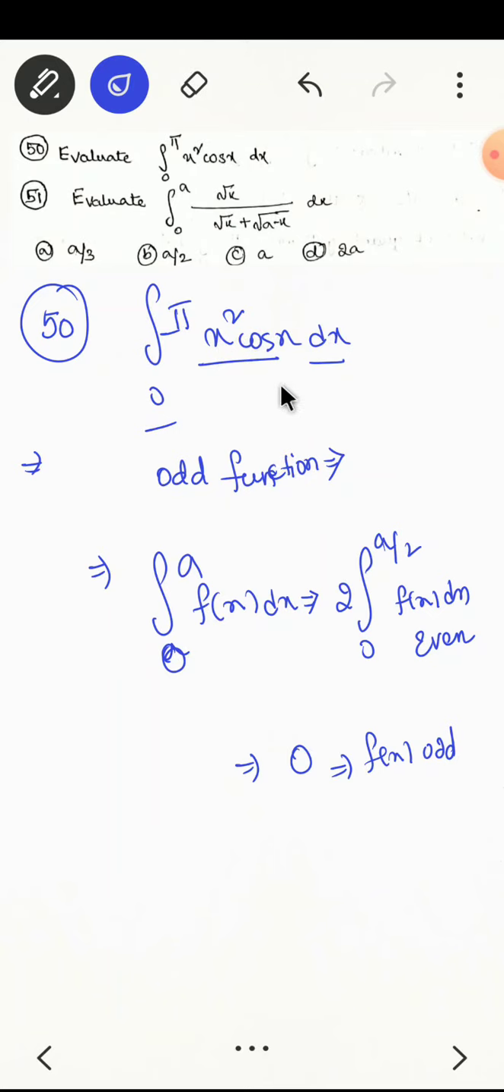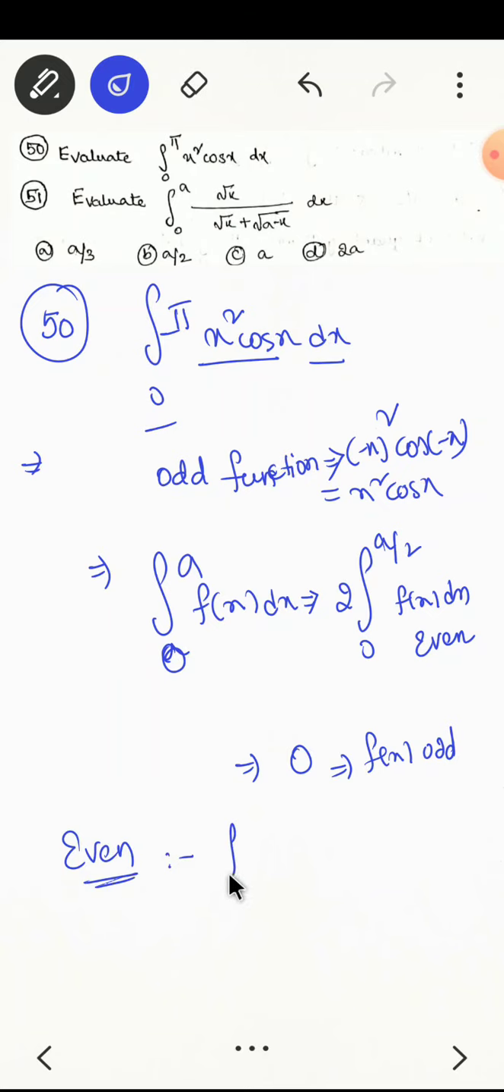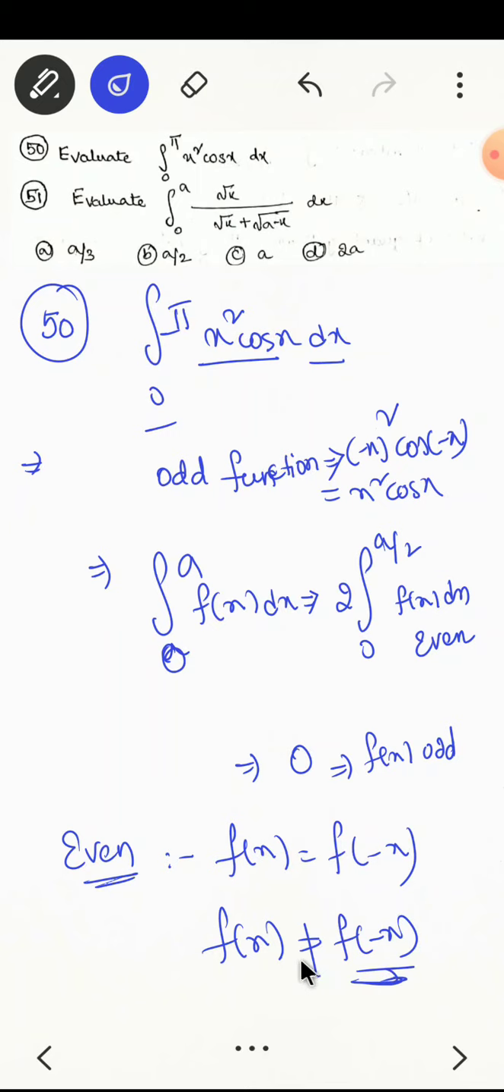So if we check, minus x whole square cos of minus x gives x square cos x. What do even and odd functions mean? When f of x is equal to f of minus x, that means if I substitute minus x in this function, I get the same value. If f of x is not equal to f of minus x, then we call it an odd function.